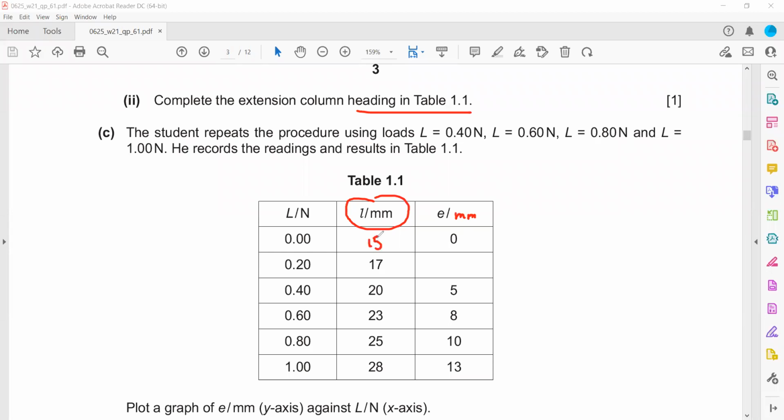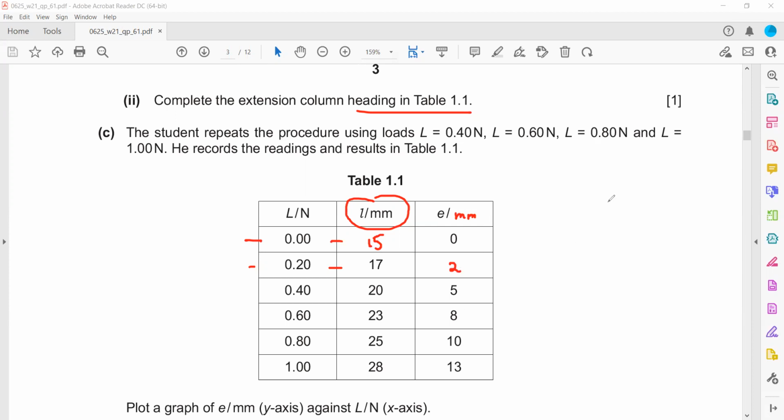This we already calculated, 15 was there. The student repeats the procedure with loads 0.4, 0.6, 0.8 and 1, and records the readings in the table. How much is the extension? When no load was attached, the length of the spring was 15. When we attach a load of 0.2, the length is 17. How much did it extend, or how much is the increase in length? That is 2.